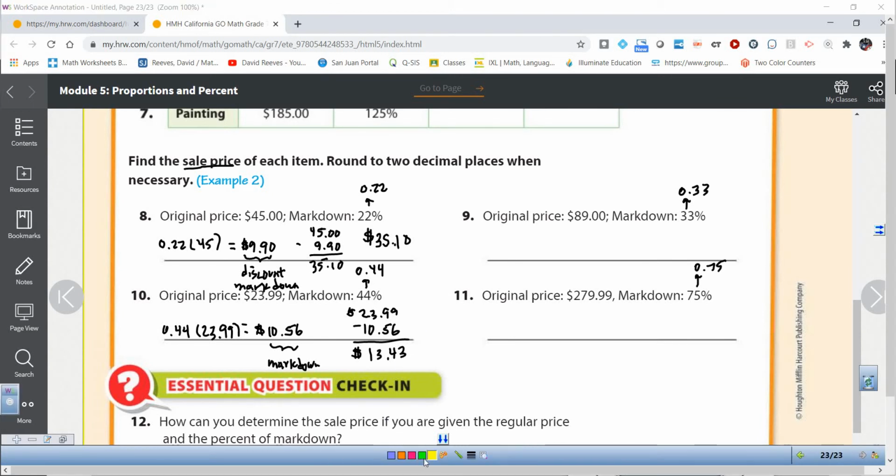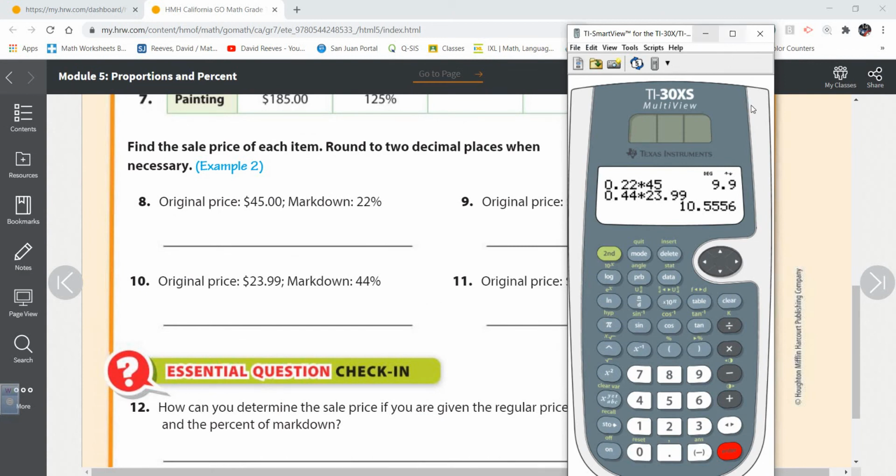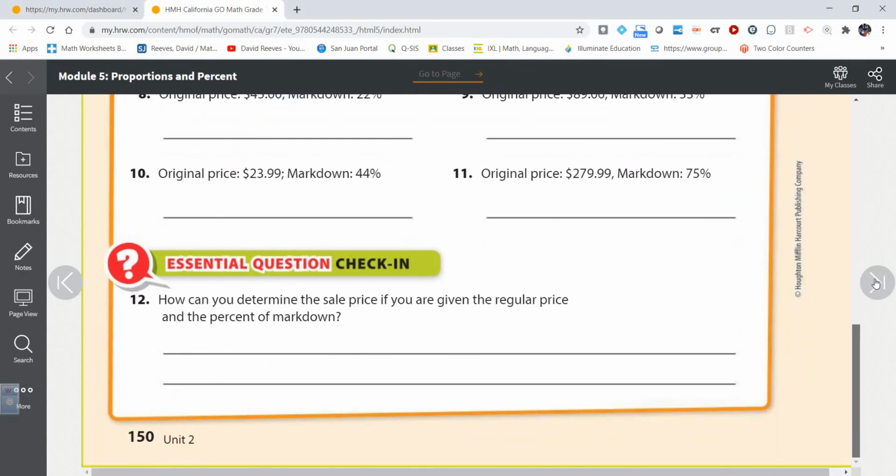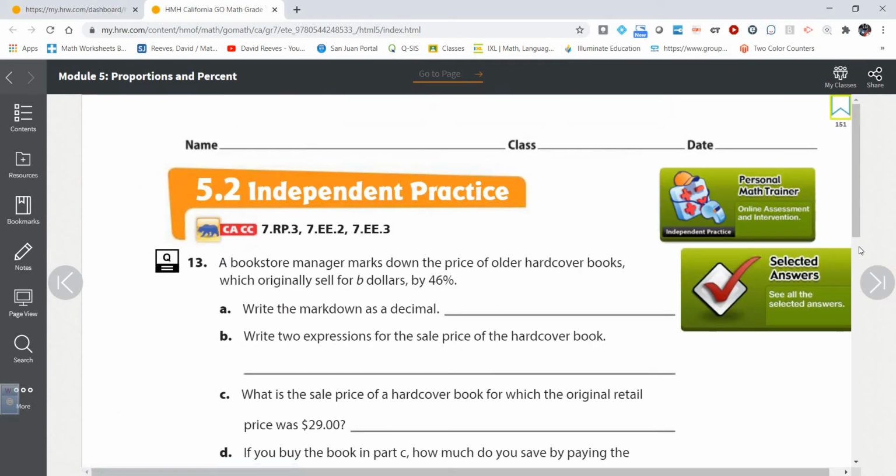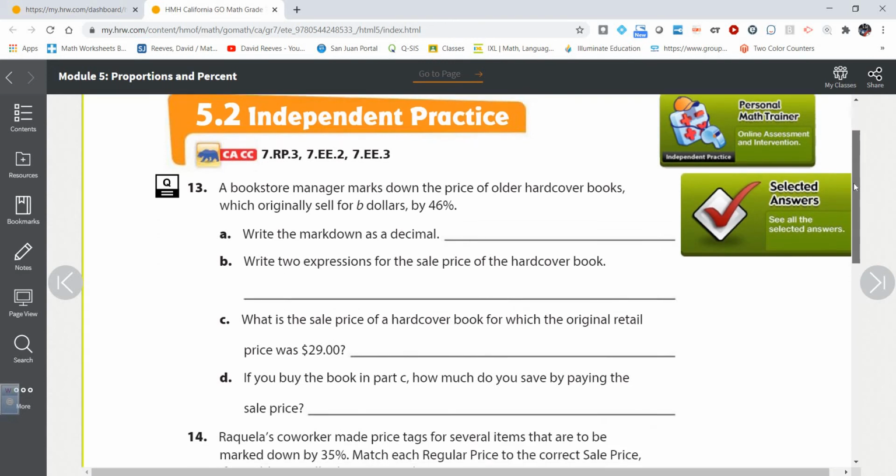$13.43. These prices, after we subtract away, actually I used this color, didn't I, for the last part? These are the final, in this case, sale prices. Those are the discounted prices. All right, so let's move on to the next page. Let's take a look at this one right here.